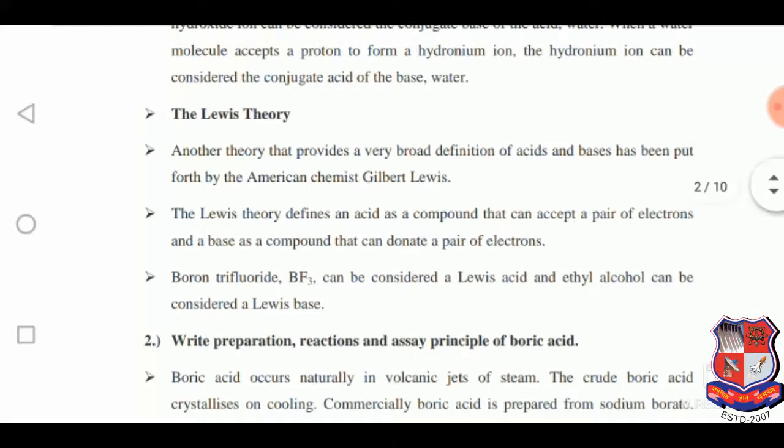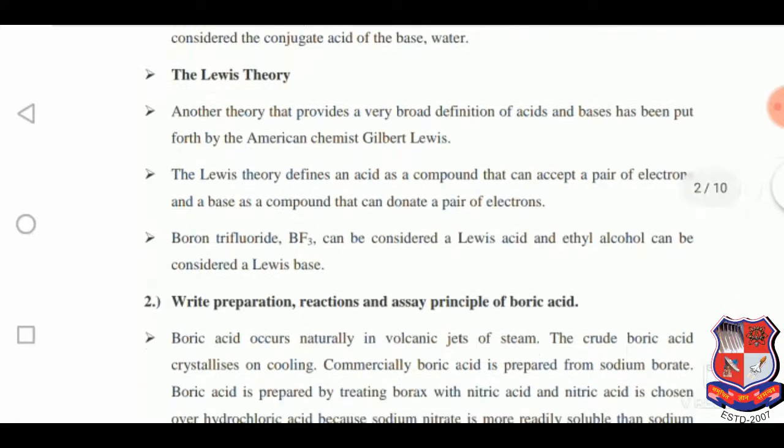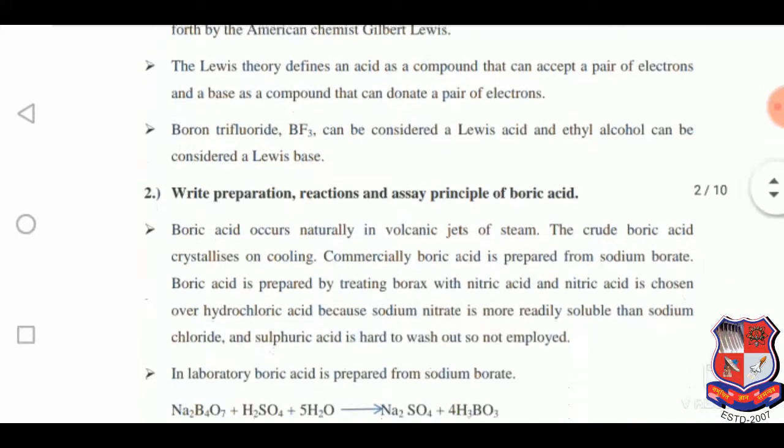Lewis theory, another that provides a very broad definition of acids and bases, was put forth by the American chemist Gilbert Lewis. According to that definition, an acid is a compound that accepts a lone pair of electrons, and a base is a compound that can donate a pair of electrons. For example, boron trifluoride, BF3, can be considered a Lewis acid and ethyl alcohol can be considered a Lewis base.